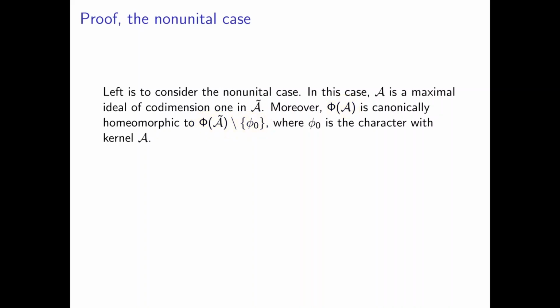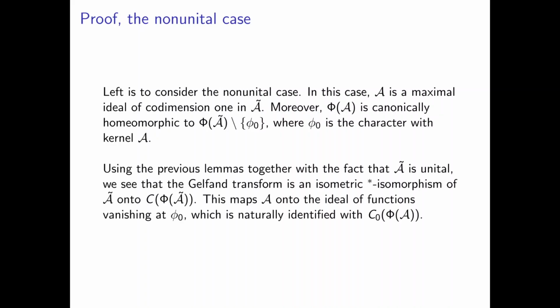Now, I've said it before in the video on unitization, but if A here is a C-star algebra, then A tilde will obviously also be that. And it's also very easy to check that if A is an abelian algebra, then so is A tilde. So, if we use that, together with the fact that we have proven the Gelfand representation in the unital case, we see that the Gelfand transform is an isometric star isomorphism of A tilde onto the set of continuous functions on the set of characters on A tilde.